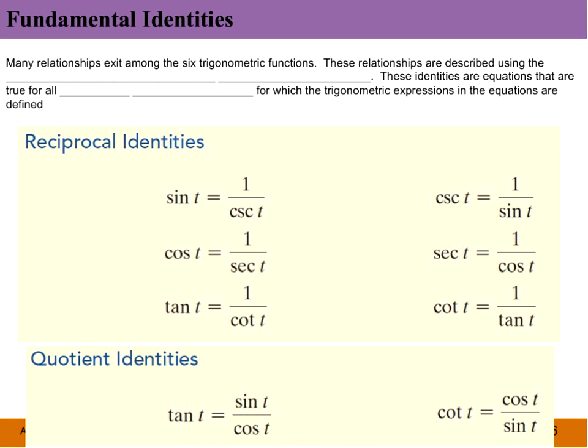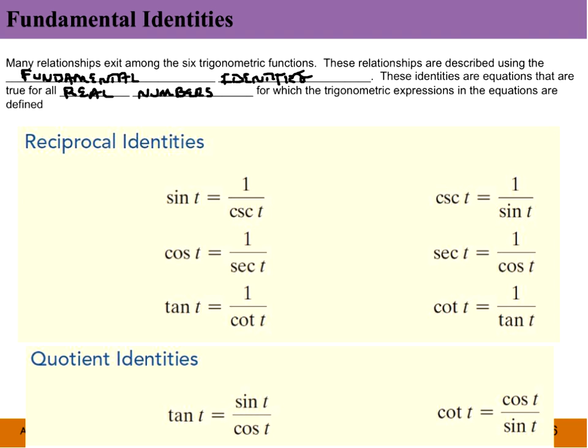Okay, so the fundamental identities here. There are many relationships among the 6 trigonometric functions. These relationships are described by using what we call fundamental identities. These identities are equations that are true for all real numbers for which the trigonometric expressions in the equations are defined.